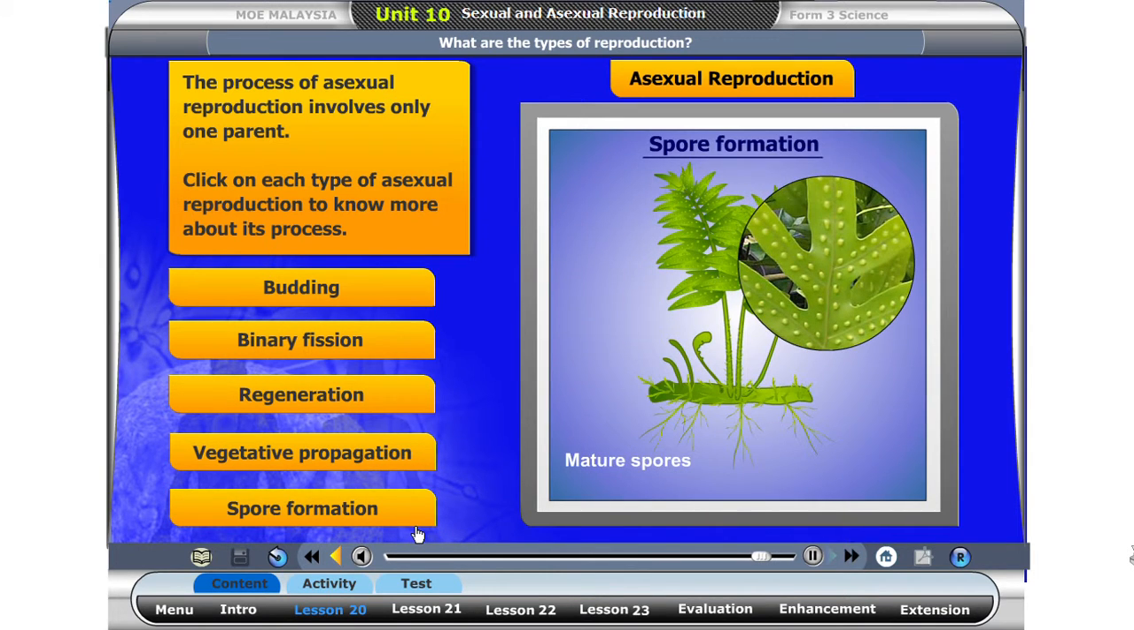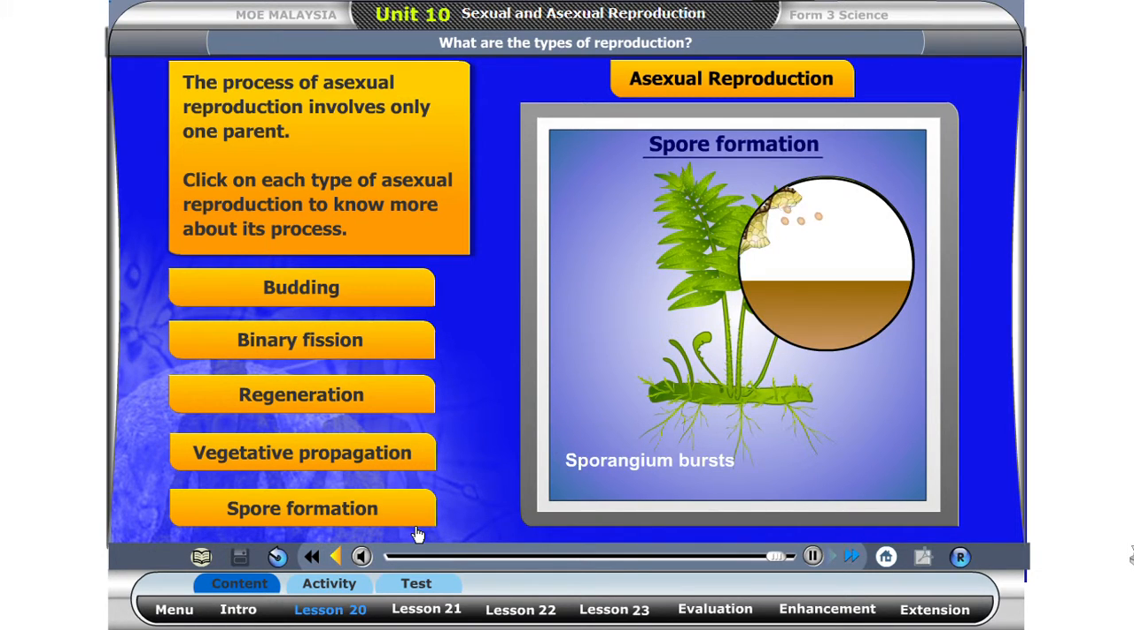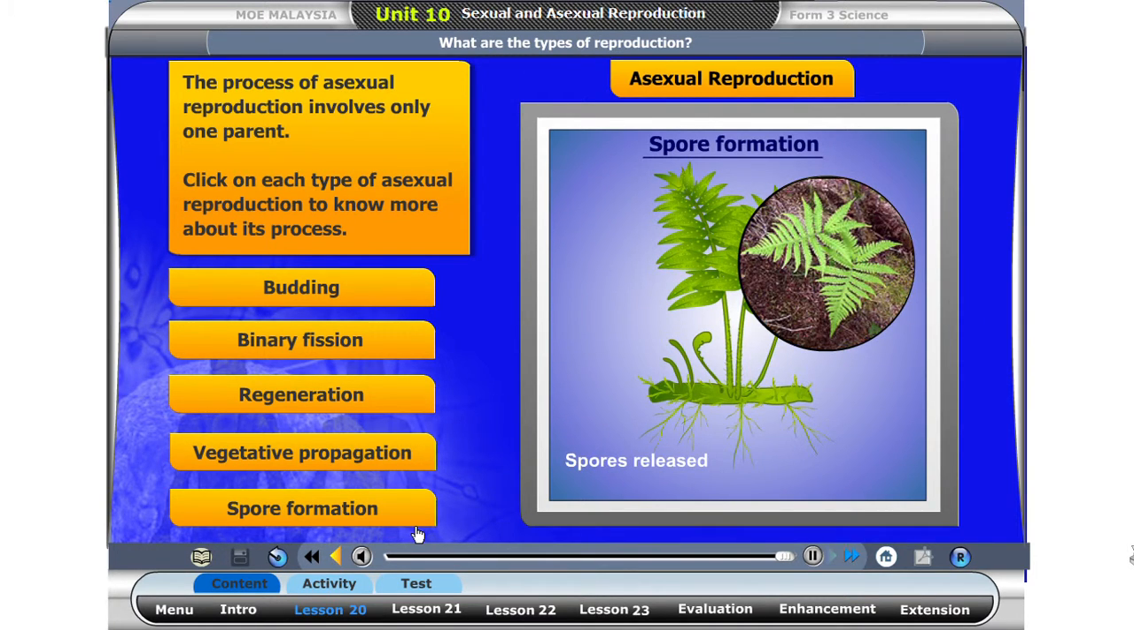The process of spore formation involves the spores which can develop to form new individuals. The spores are produced and stored in the sporangium. When the spores mature, the sporangium will burst and release the spores. The released spores will germinate to form new individuals.